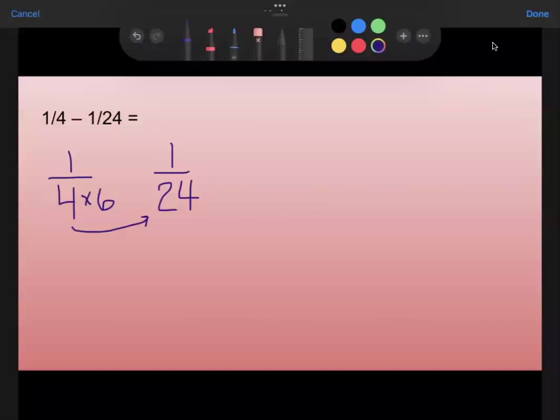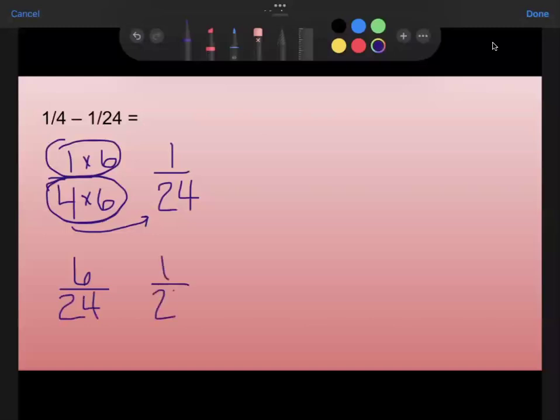So I'm going to do the same thing to the top of this fraction as I would to the bottom to keep it equivalent. So 1 times 6 is equal to 6. So that's the numerator now for this fraction. And then 4 times 6 is 24. So I'm going to put a 24 down here. I'm going to keep the second fraction the same because it was already over 24.